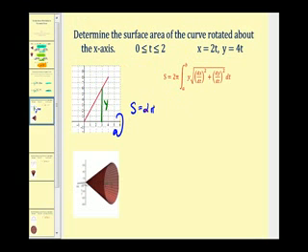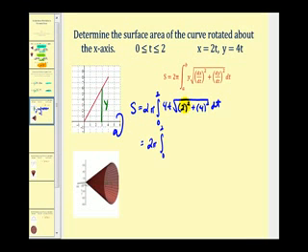The surface area will equal 2 pi times the definite integral from 0 to 2 of y, which is 4t, times the square root of (dx/dt) squared. Well, dx/dt is going to be 2, so we'll have 2 squared plus (dy/dt) squared. Well, dy/dt is 4, so we'll have 4 squared dt. Let's go ahead and simplify this. This is going to be the square root of 4 plus 16, which is the square root of 20. Well, the square root of 20 is 2 square root 5. So 2 square root 5 times 4, that'll be 8 square root 5 t dt.